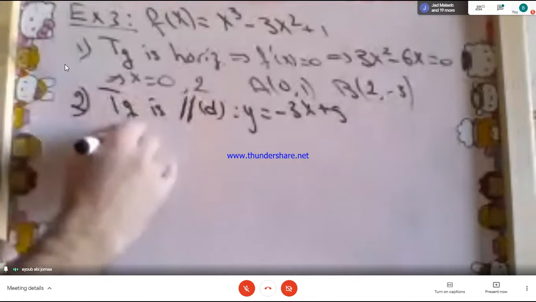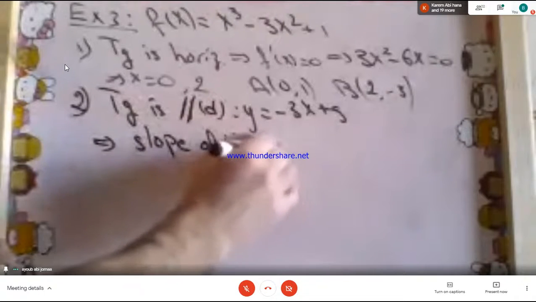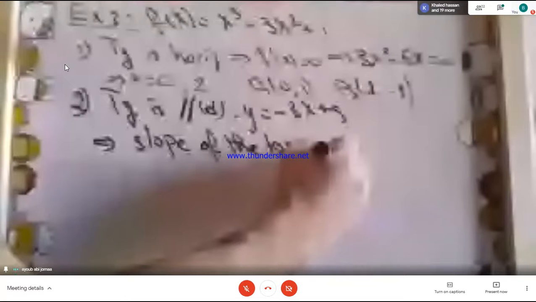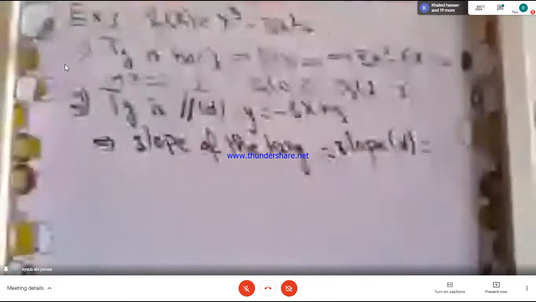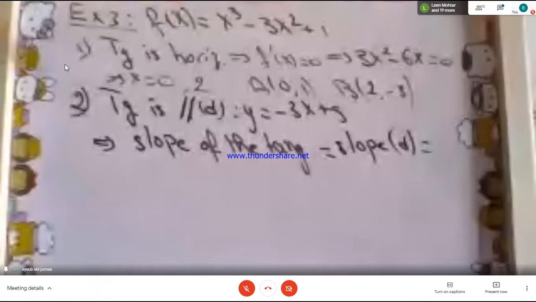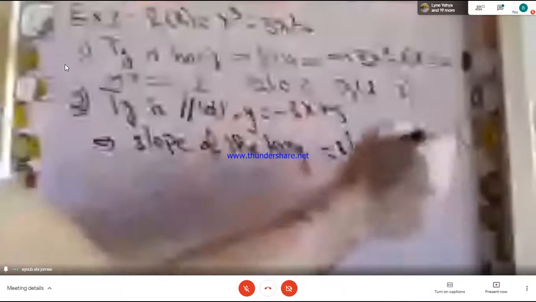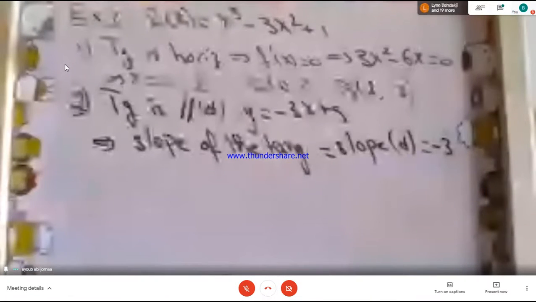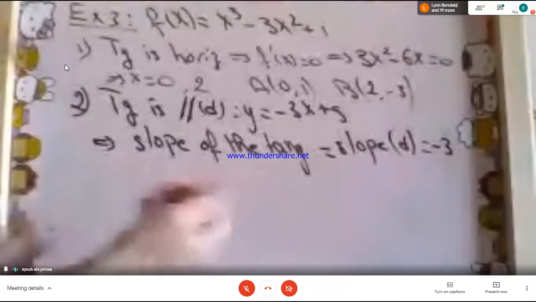So here, the tangent is parallel to line D. That means that the slope of the tangent is equal to the slope of D. And what is the slope of line D? It's negative 3. So here, the slope of the tangent line is negative 3. Then how to continue? What equation do we have to write?